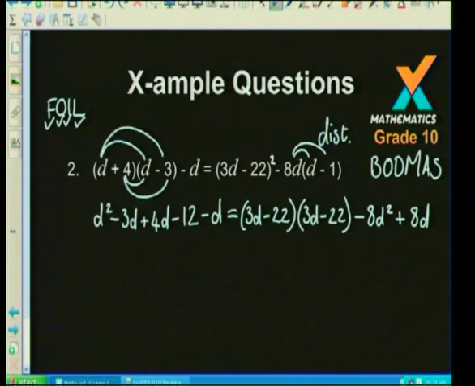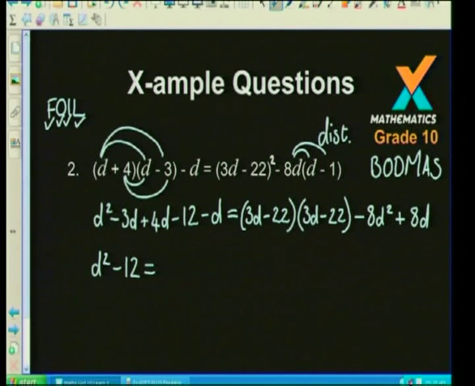Okay, now on the left-hand side we have multiplied out all of the brackets, and we can now add the like terms. So let's start with the d squareds. There is only one d squared on the left-hand side, so I'm just going to write it down. In terms of the d's, we have minus 3d, plus 4d, and minus d, which means we have no d's left, leaving us just with minus 12. So we've got d squared minus 12 on the left-hand side.